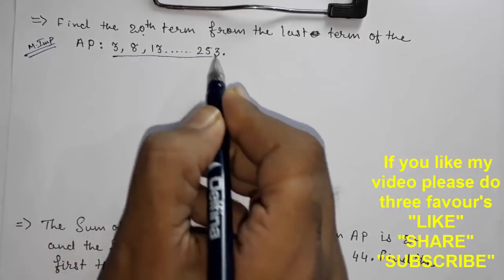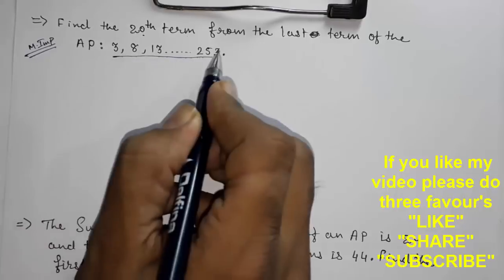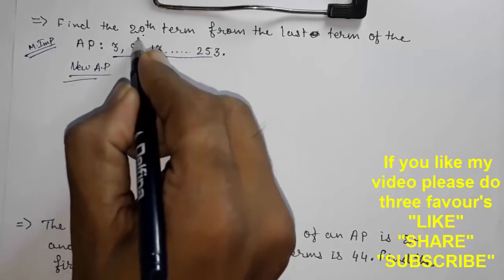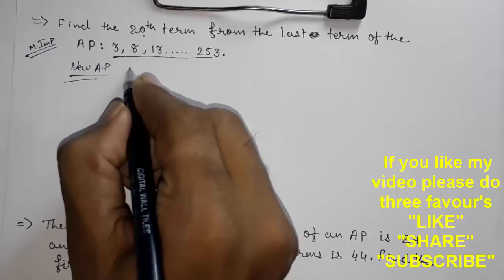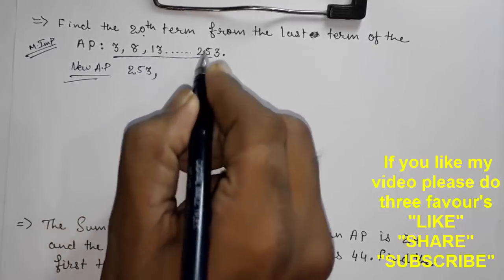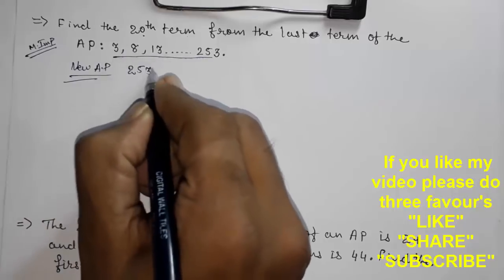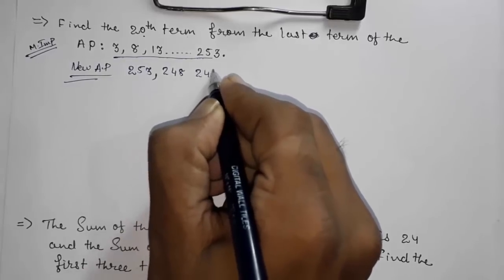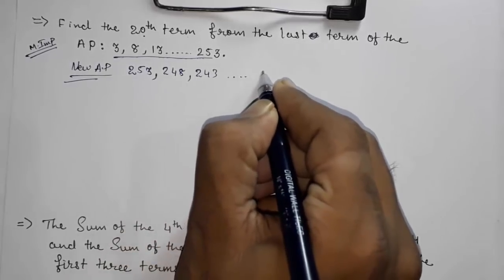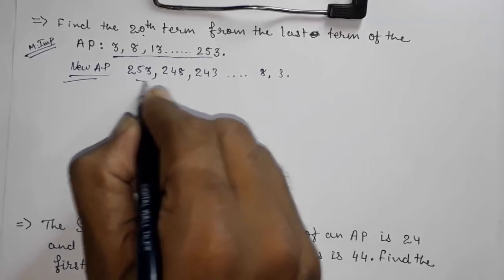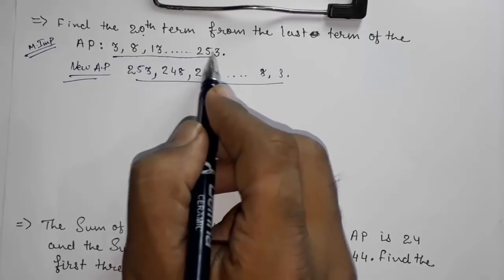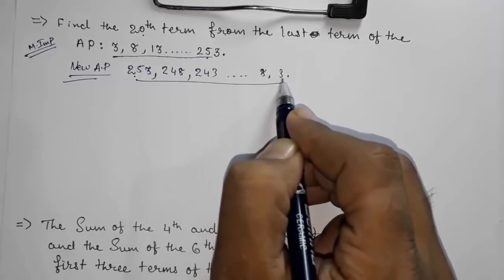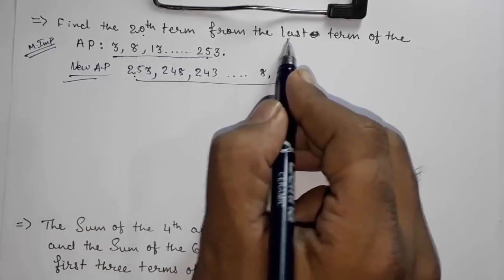Just convert this AP, that means convert it from last to first. We want to find the 20th term from the last, so I will change this AP: 253, minus 5 since our difference is 5 here, will become 248, again minus 5 will become 243, dot dot dot, up to 8 and 3. So look here, what I have done is change the AP from the end to the beginning. The last number I have kept at the start. So now this will be our AP because we want to find the 20th term from the last.